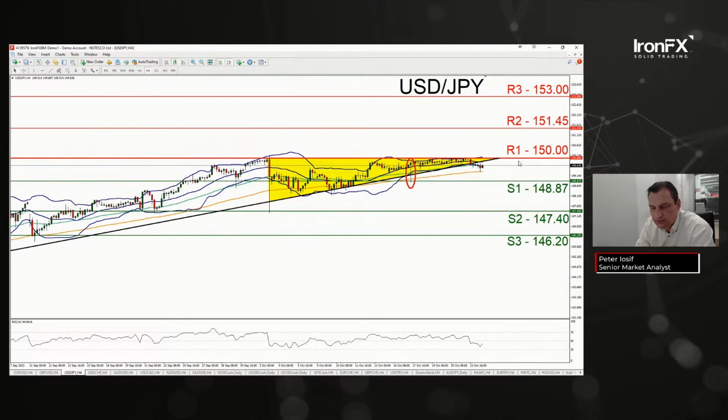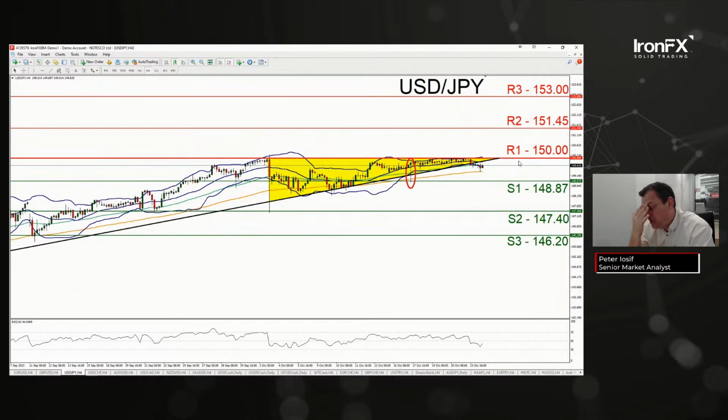There are a number of market participants which tend to view the R1, the 150 resistance line, as a possible market intervention cutoff point. So practically, should USD/JPY rise above 150, then we may see the chances of BOJ or the Japanese government intervening in the markets increasing substantially, and that may bring an abrupt movement lower for USD/JPY, as it will try to defend the yen.